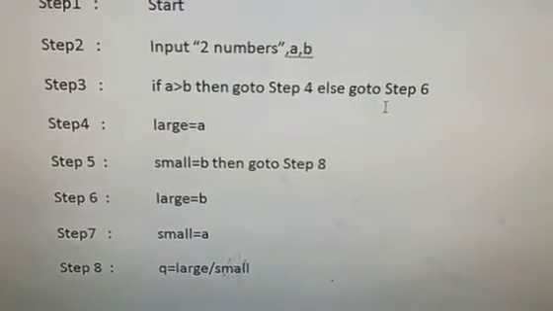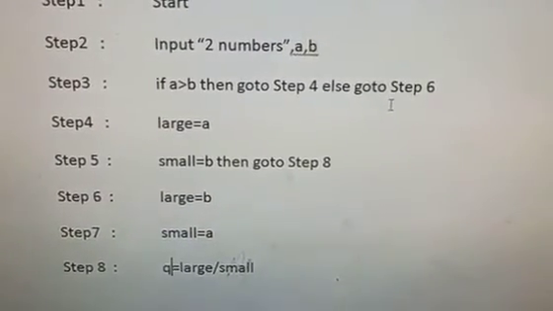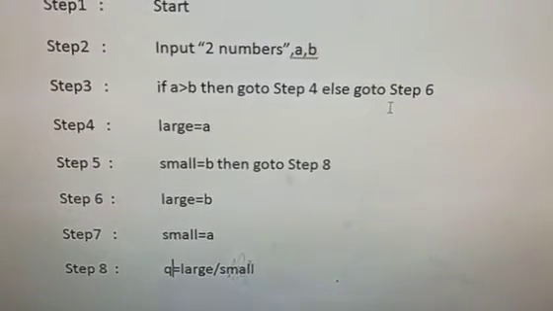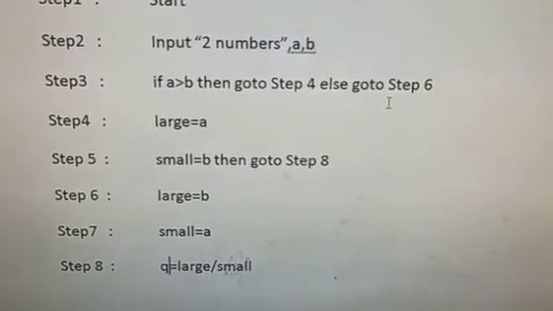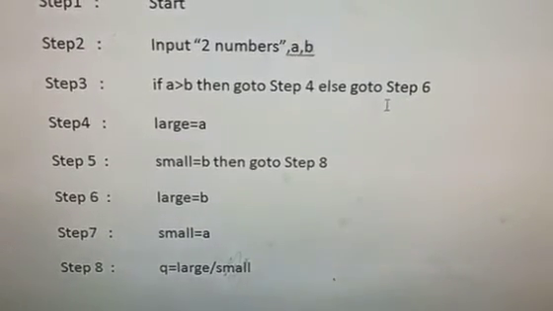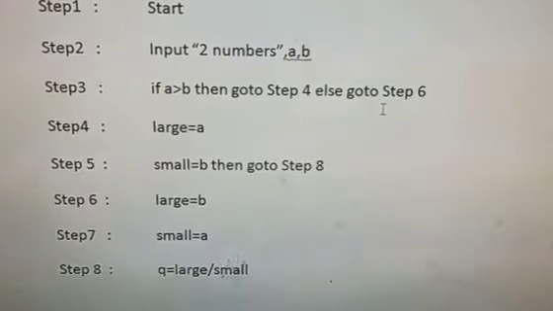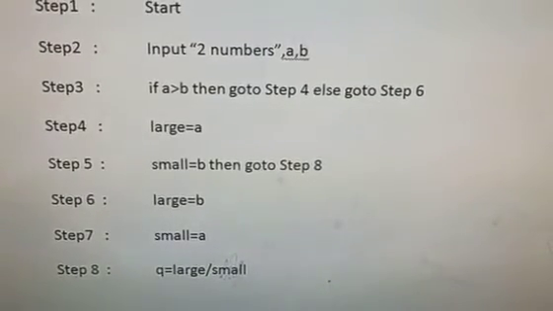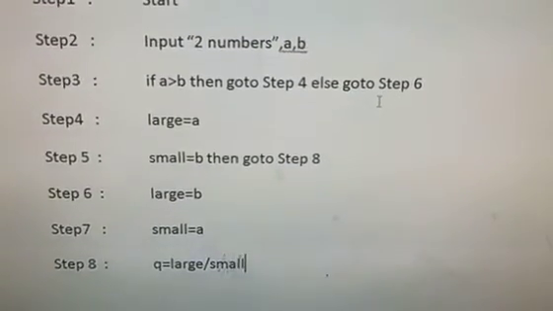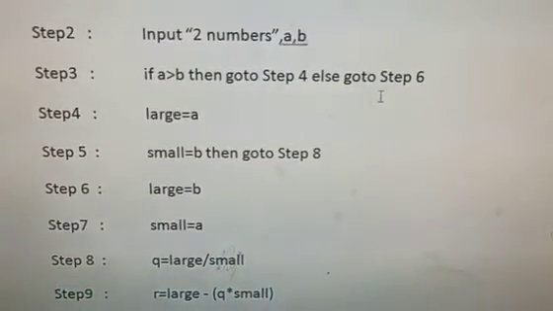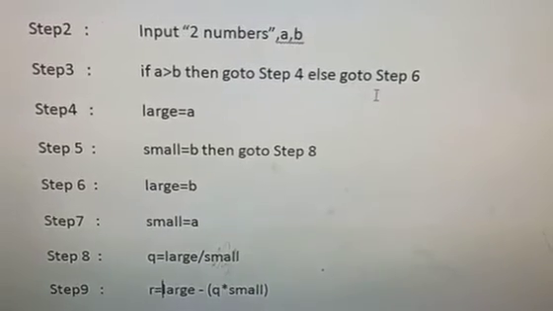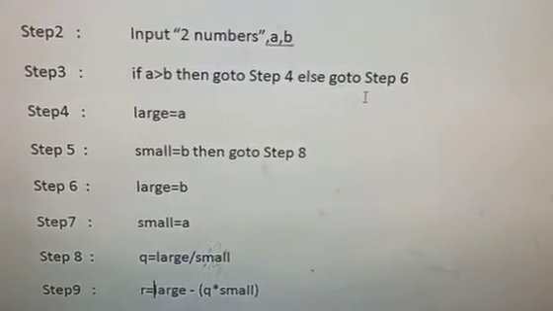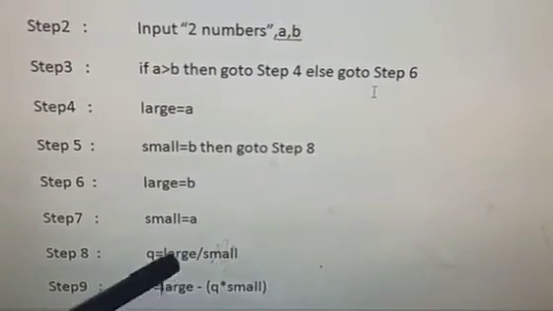In the next step, step 8, we are writing quotient equals large upon small, large divided by small. So on this line we are simply finding the quotient and storing it in a variable q, right? So q here we are using for the quotient. Now in the next step, step 9, for finding the remainder, I am showing you the simple calculation here, with the largest number.